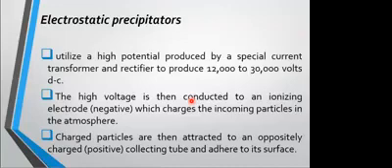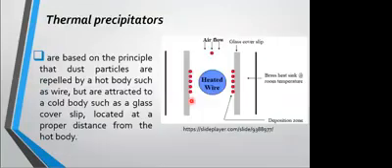So for thermal precipitators, these are based on the principle that dust particles are repelled by a hot body such as a wire, but are attracted to a cold body such as a glass cover slip located at the proper distance from the hot body. So if, for example, this is the heated wire, the principle is that the dust particles are repelled or do not stick to the hot surface, but are attracted to the cold body such as the glass or the cover slip.